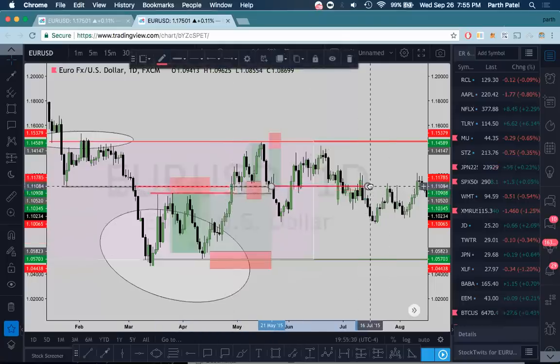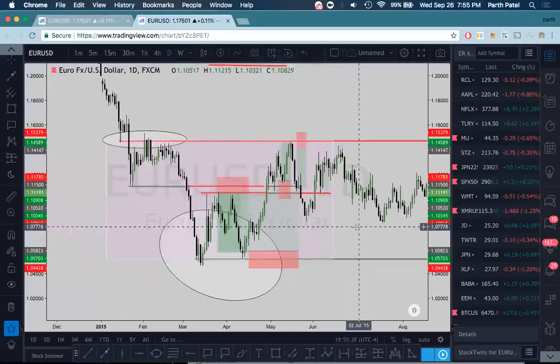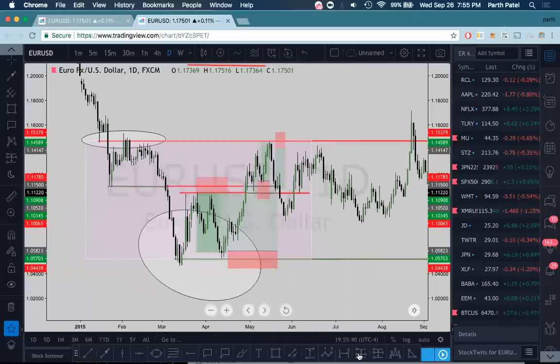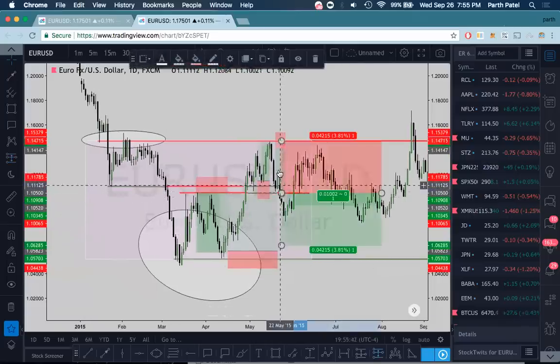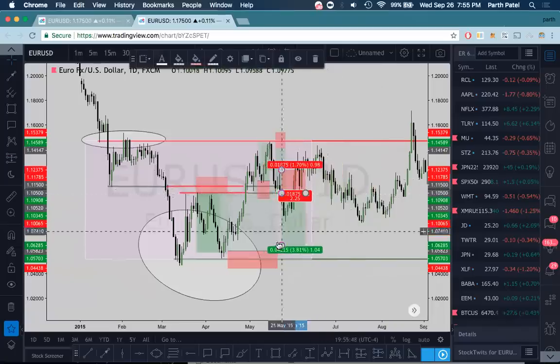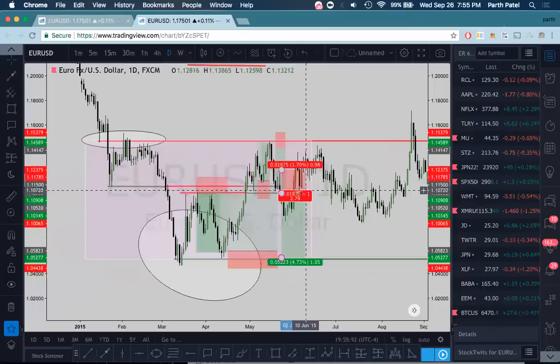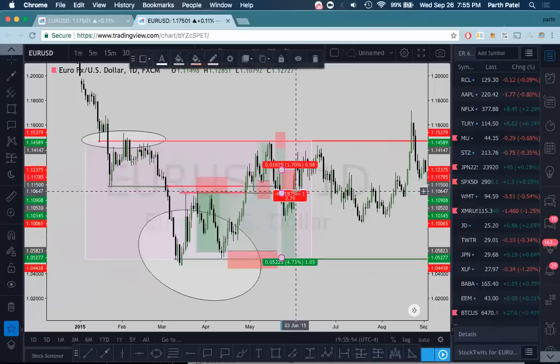Once we do break back down, I'm just going to keep this line in because it was the most recent one. Very, very quick action to the downside. Let's just say we did take a sell there because we did break down. It does make sense for us to sell there. And our target would be this low. But we do get stopped out here pretty quickly.